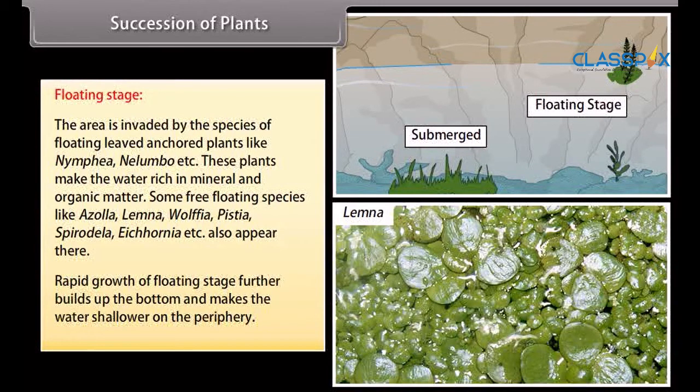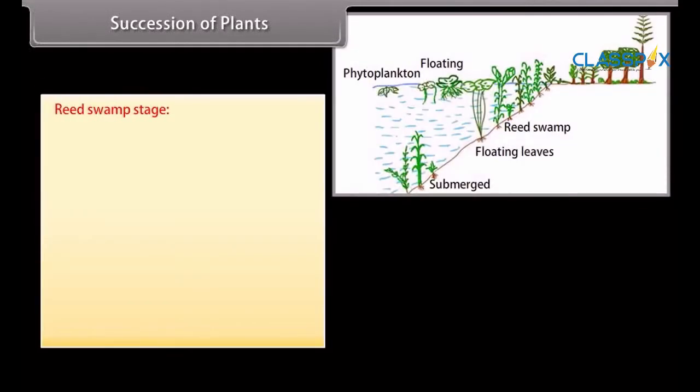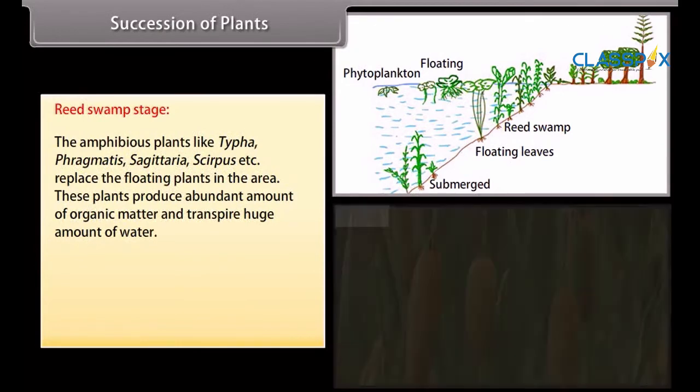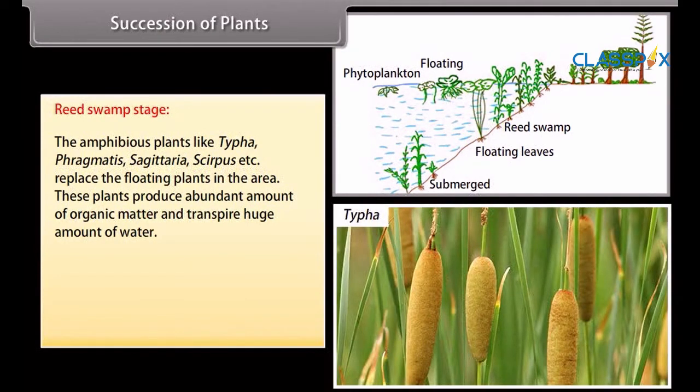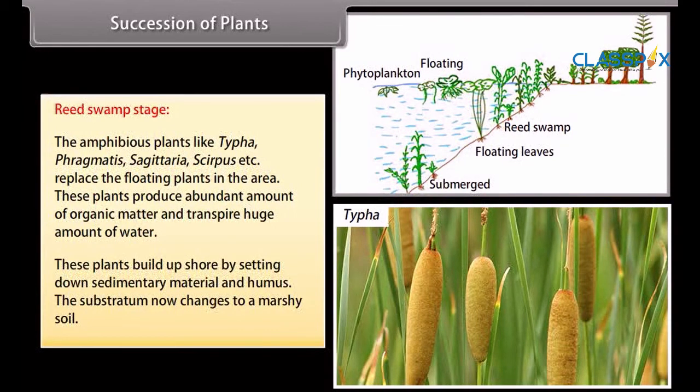Rapid growth of the floating stage further builds up the bottom and makes the water shallower on the periphery. Reed swamp stage: the amphibious plants like Typha, Phragmites, Sagittaria, Scirpus, etc. replace the floating plants in the area. These plants produce an abundant amount of organic matter and transpire a huge amount of water. These plants build up the shore by setting down sedimentary material and humus. The substratum now changes to a marshy soil.